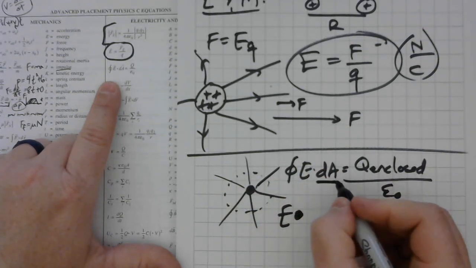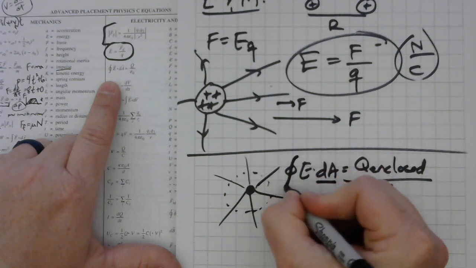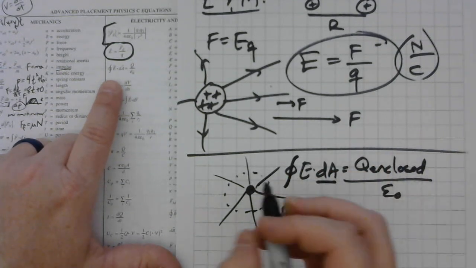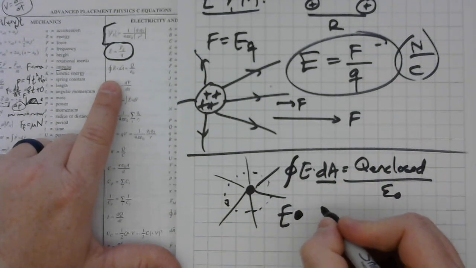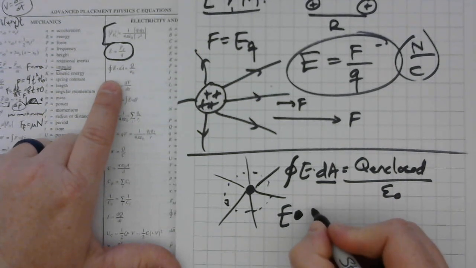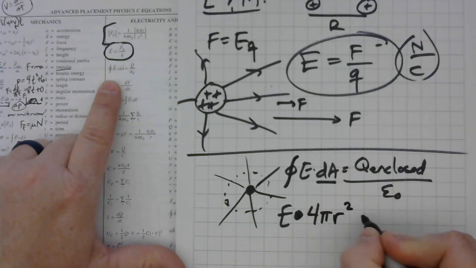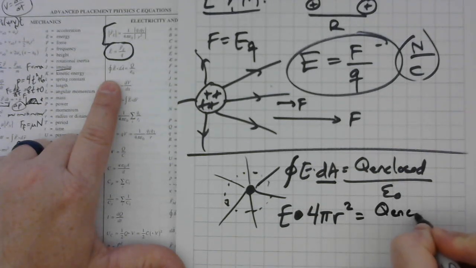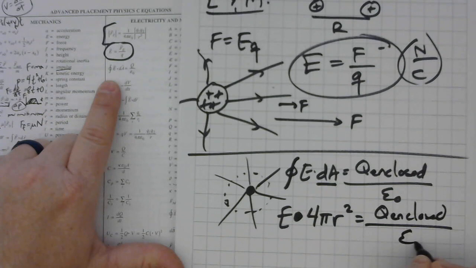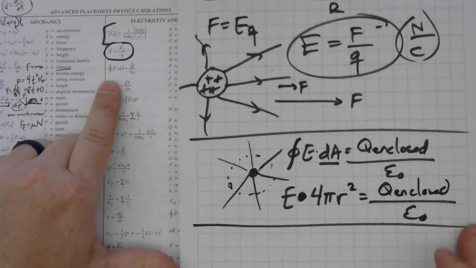Now, all I have to do is add up. What this means is integral of a surface. I have to add up all the little surfaces on this thing. And if I add up all the surfaces of a sphere, it's just the surface area, which is 4 pi r squared. Q enclosed over epsilon naught. That's it for a three-dimensional.